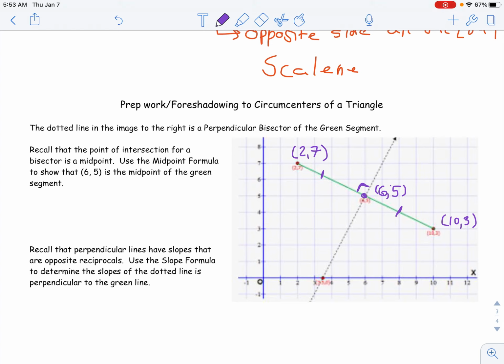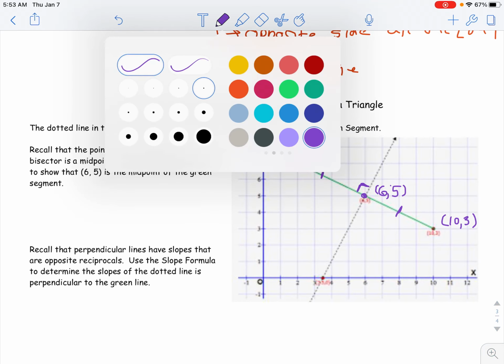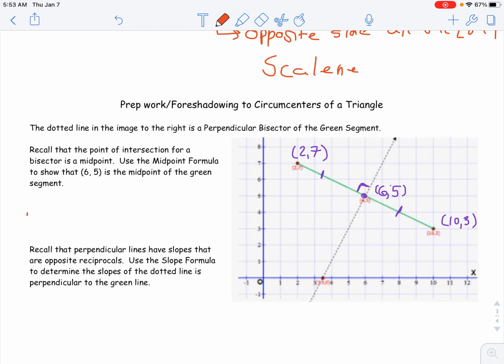So recall that the point of intersection for the bisector is a midpoint. Use the midpoint formula to show that (6, 5) is the midpoint of the green segment. So we're just confirming that that is in fact the midpoint.